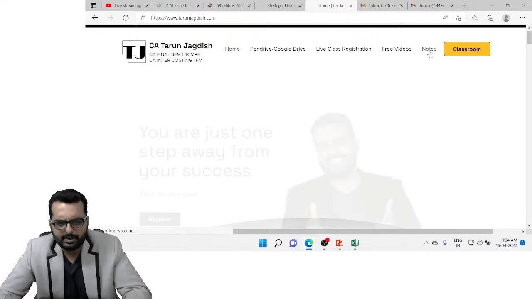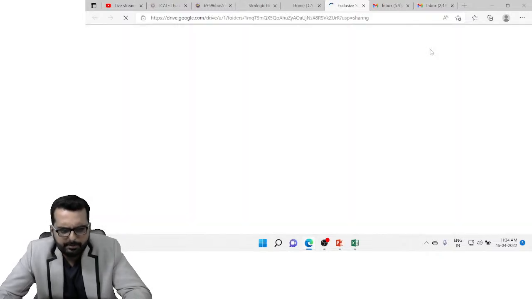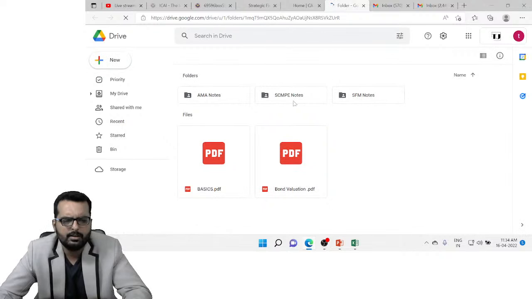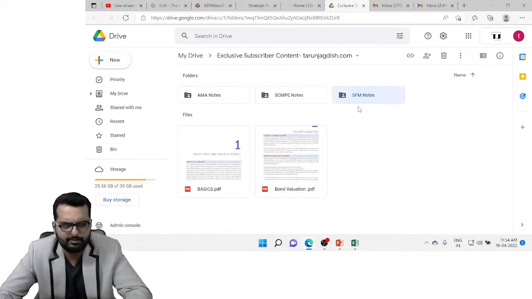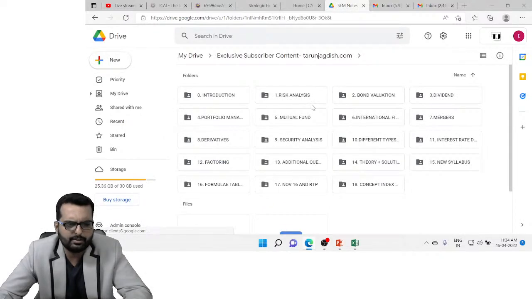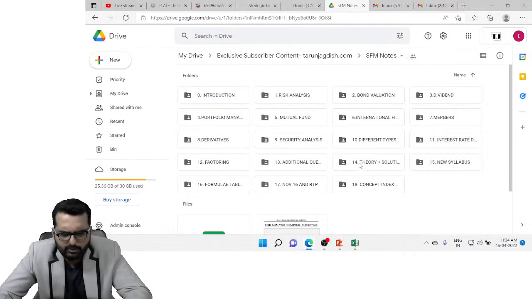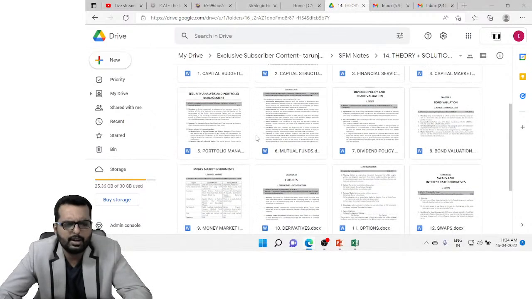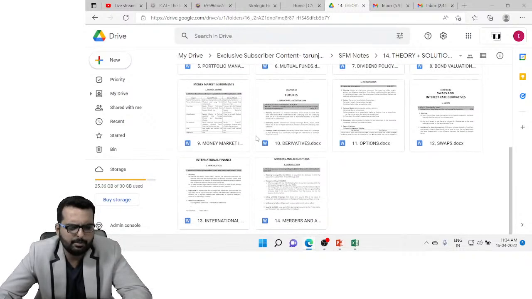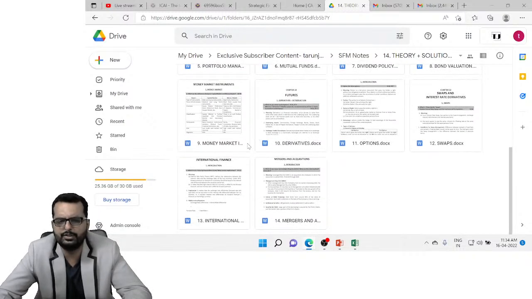Notes, yes, there is a part called notes here. Let me click here and see. Yes, exactly. It's there here. SFM notes. Correct. Just have to click on SFM notes. Here, this is all workbooks. You get theory and solutions. Here, I've got some more theory, which is the past examination questions, which is available over here.